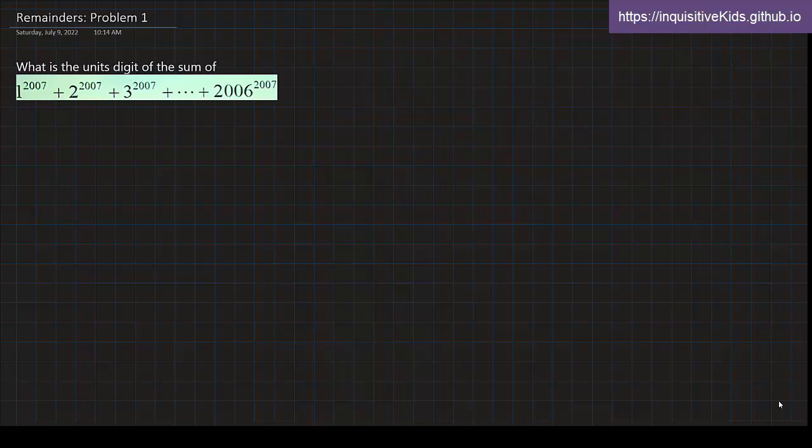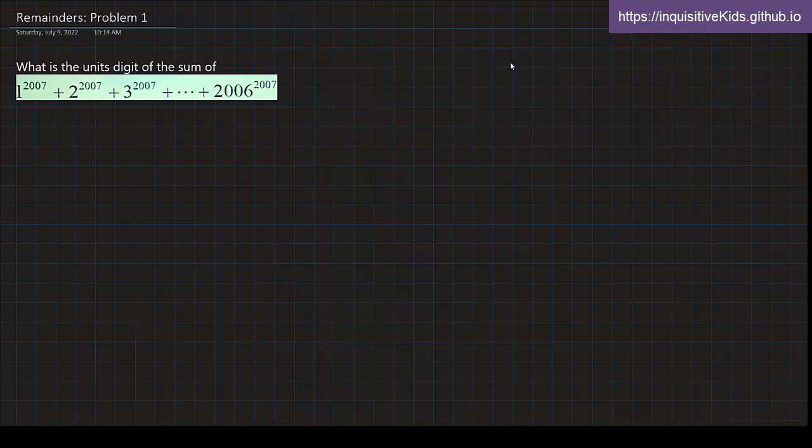So here is our first problem on remainders. What is the unit digit of the sum of 1 to the 2007th power plus 2 to the 2007th power plus 3 to the 2007th power, and so on until 2006 to the 2007th power? First, seeing huge numbers like this, we know that the solution probably isn't to actually calculate 2006 to the 2007th power and then add all those digits up. That would be close to impossible. So there must be some sort of pattern.